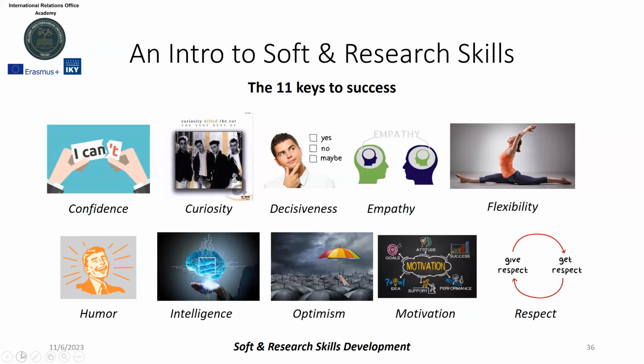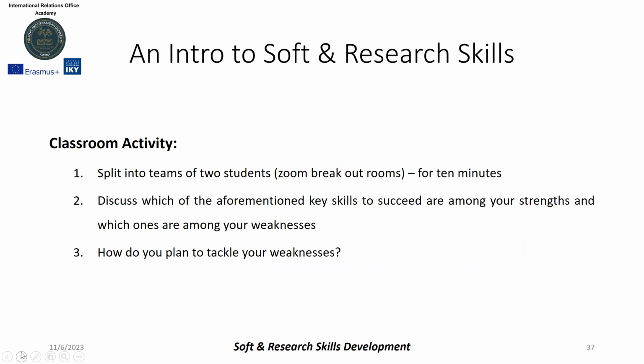Flexibility. Humor. Very important, especially for men. Intelligence. Optimism that builds motivation and respect. And as you can see, these are exactly what Boston Consulting suggests as the 11 keys to success, but it could be only one. Because if you are curious, I can show you that you have confidence, empathy, flexibility, motivation, respect, optimism, intelligence, and humor, and how these are linked. So these are the 11 skills that you should develop.